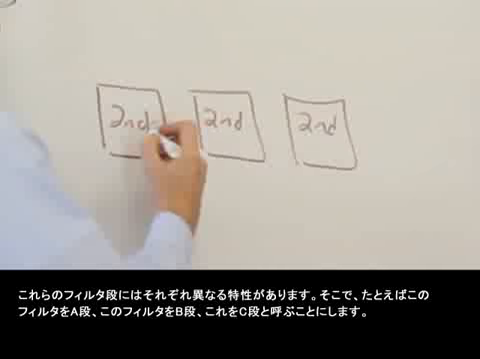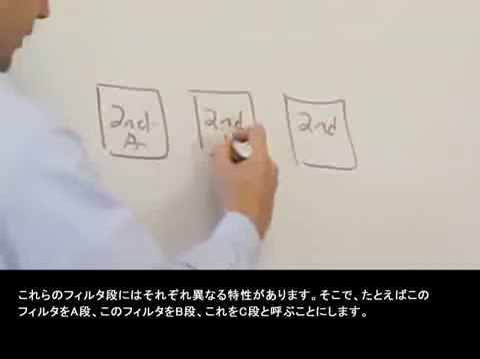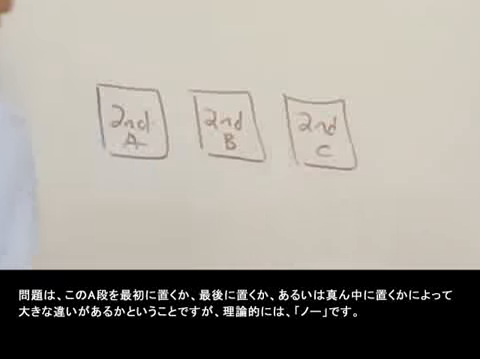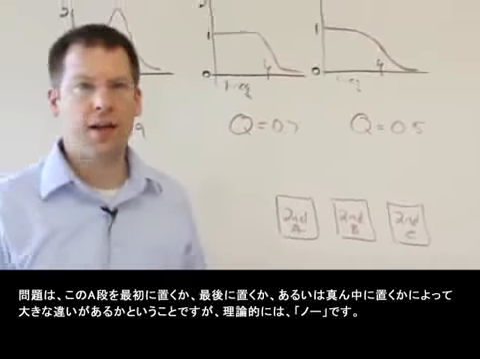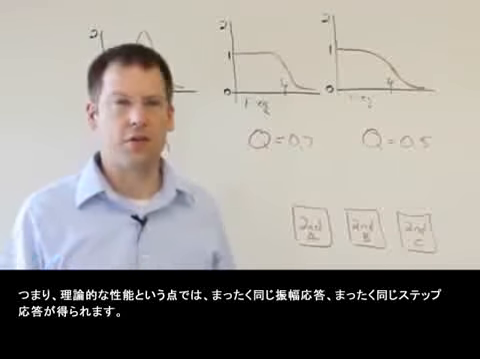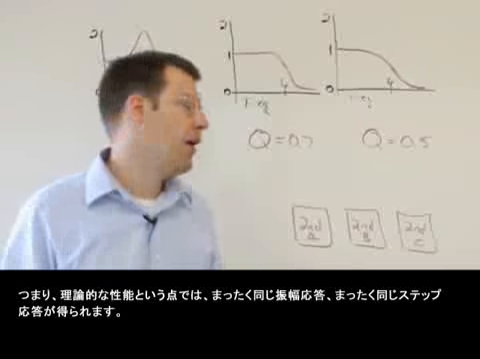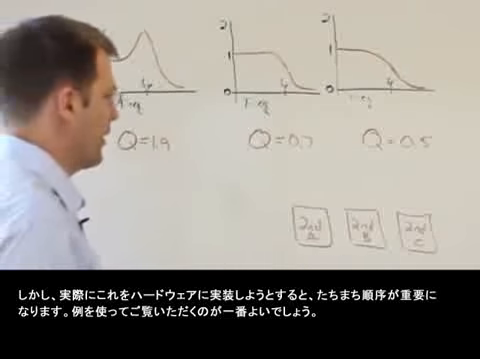Each of these filter stages is going to have different characteristics. If I call this filter stage A, this filter stage B and this C, the question is, does it matter if stage A is first or last or in the middle? And the answer is theoretically no. In terms of theoretical performance, you're going to get the exact same magnitude response, the exact same step response. But as soon as you try to implement it in hardware, it does matter.